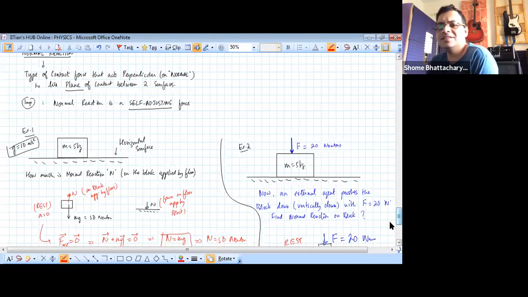No, normal reaction doesn't necessarily always act opposite to weight, Asmi. But yes, in the case where the surface is horizontal, wherever the surface of contact is horizontal, the normal reaction becomes vertical. Yeah, I'm showing you, Aman, don't worry.